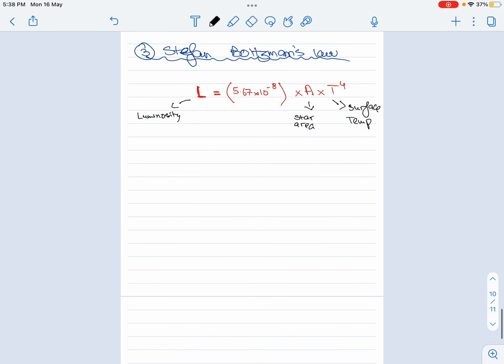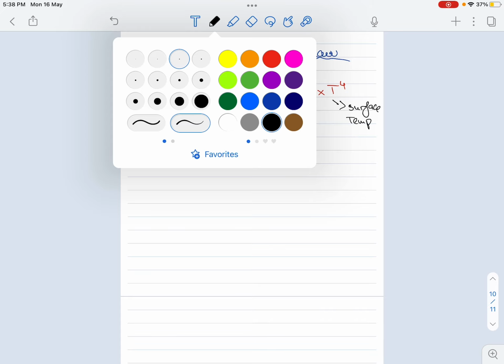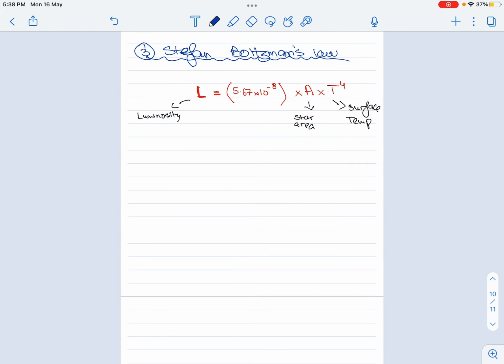So you will be given the luminosity. You can input the luminosity. For example, the value for luminosity given is 20, equals the constant. I'll write K for constant. The value for the constant is given as 5.67 times 10 raised to the power minus 8. You'll need to remember this constant value. And we replace A, the star area, with 4 pi r squared, right? Because the area for a sphere is 4 pi r squared, right?